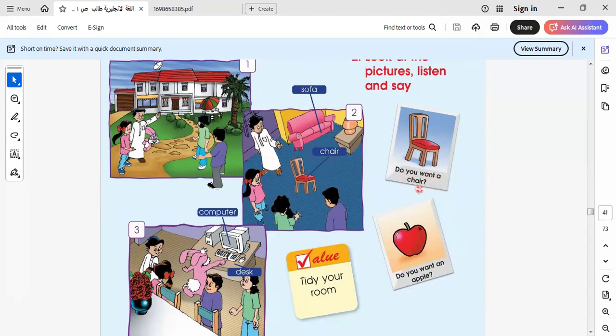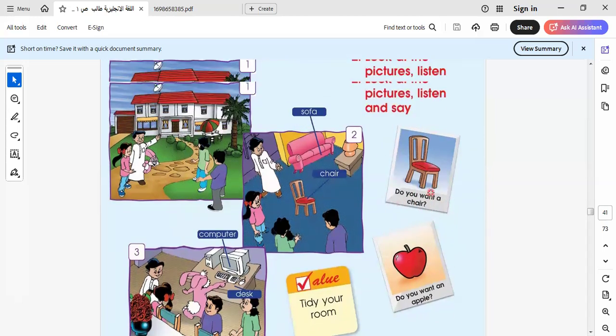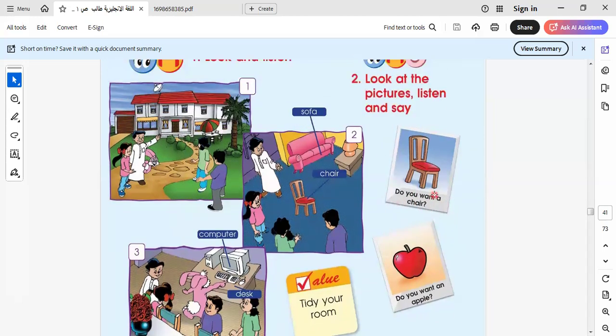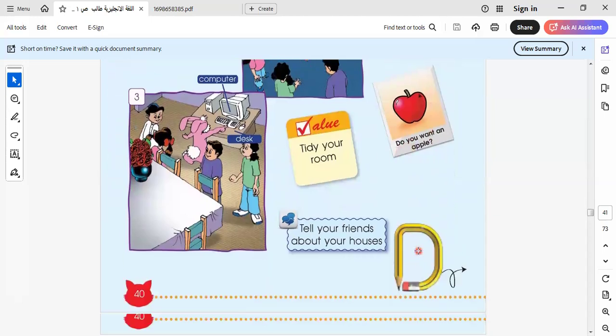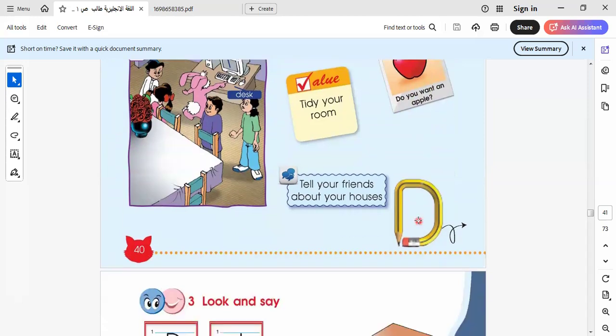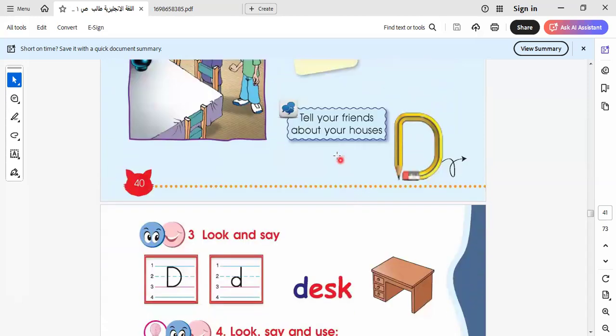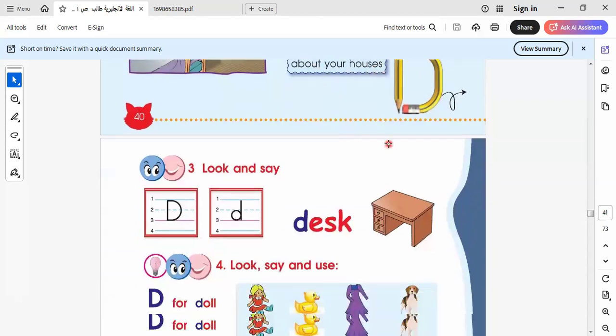Do you want a chair? Here, when I want to offer something to someone or help someone to have a chair, I say, do you want a chair? Or do you want an apple? This is the polite request we use to express politeness with others. Okay, tell your friends about your house.